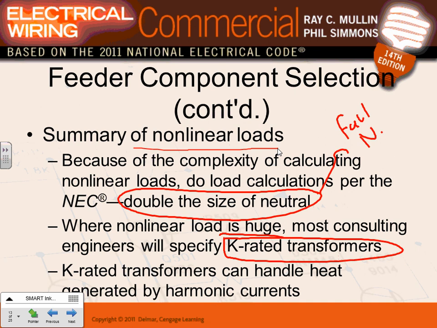So if you have a transformer that feeds a data center, the first thing that should come to your mind is K-rated transformers. We'll talk about how to K-rate them, but if you have a 50 kVA transformer, you're going to buy either a K-rated transformer or a non-K-rated transformer. If it's K-rated, it can handle the heat better. If it's non-K-rated, it cannot handle the heat as well. So a better system will be a K-rated transformer. A K-rated transformer can handle the heat generated by the harmonics.